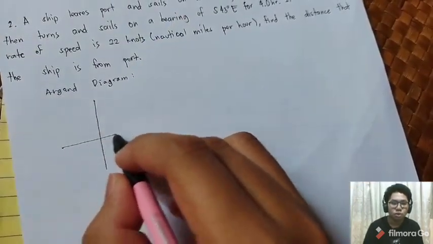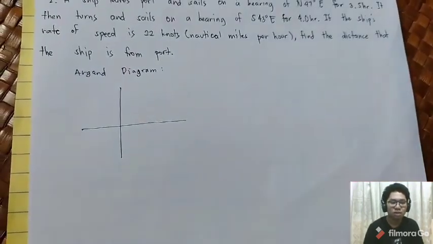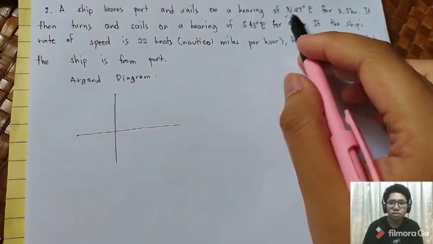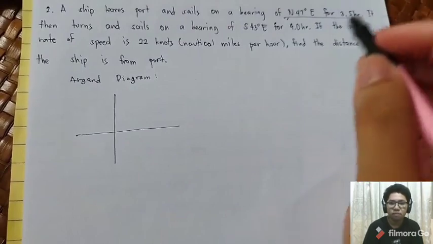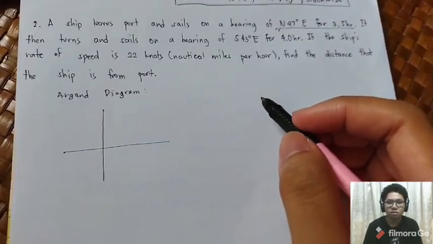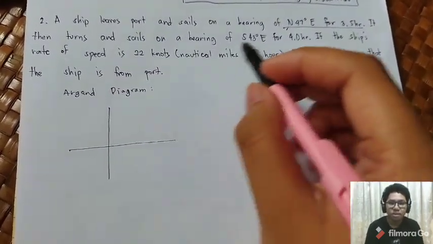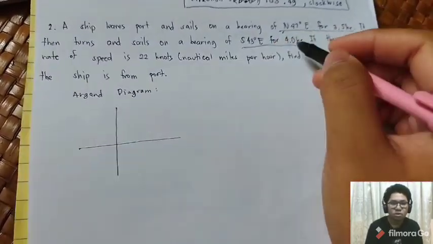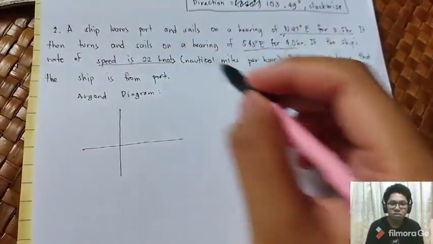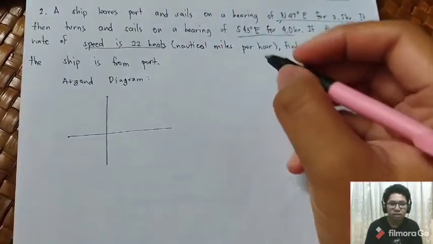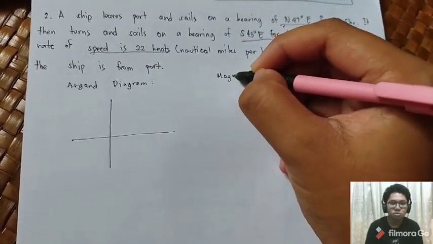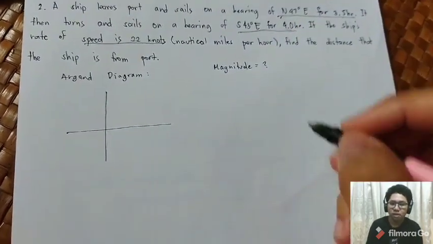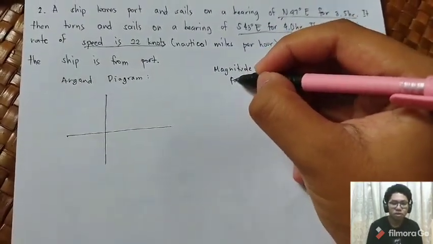So first we will draw an axis for the Argand diagram. Then we have the given direction and the given speed. So we will get first the magnitude, because the magnitude is not part of the given.